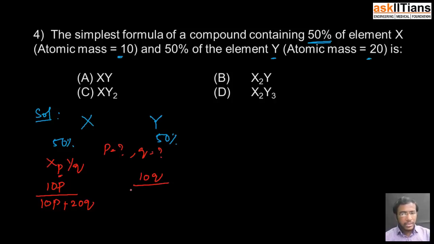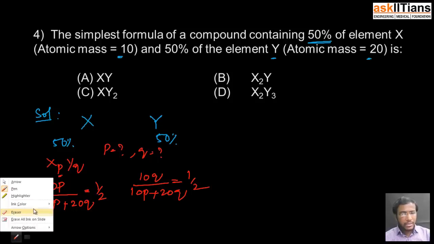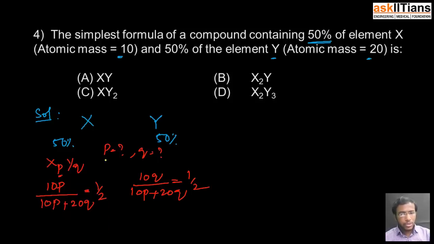10Q by 10P plus 20Q. Okay, so it is given that this is 50%, that is 1 by 2, and this is also 1 by 2. And we have to calculate the two unknowns, P and Q, so we need two equations. So how to get the two equations? Here it will give you two equations. This is one equation and this is the other equation. You can calculate the value of P and Q by solving the two equations. Okay, this is equation 1 and this is equation 2.